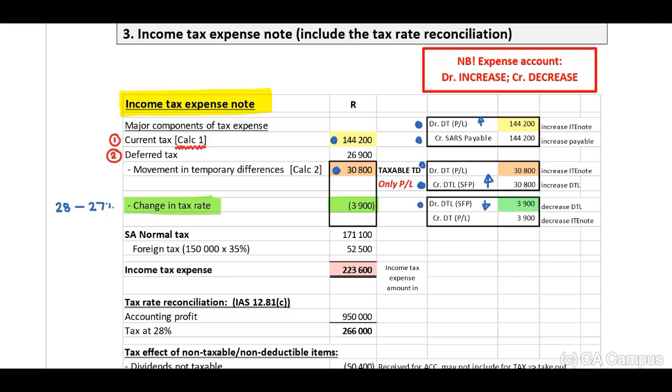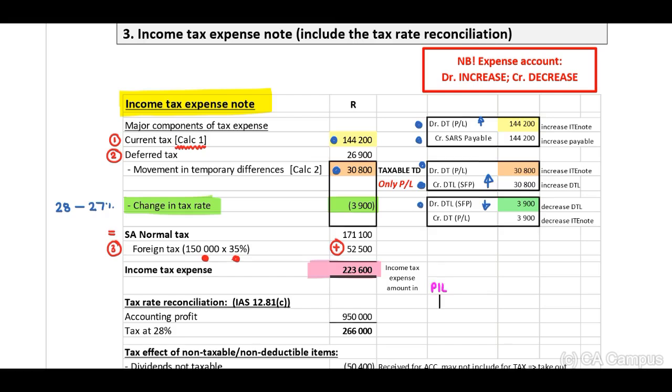And this will be our South African normal tax. Then the third tax, which is our foreign tax. In the scenario, they've indicated to us there was the 150,000 and the tax rate was 35%. Therefore, our foreign tax that we now need to add to get to our total income tax expense is 52,500. And our total income tax expense is 223,600. And this amount is the amount that should agree to your profit and loss statement's line item.